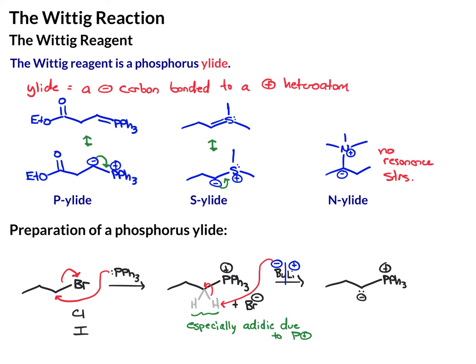So now we have the negative charge, plus if you want to draw the byproducts, just get butane and lithium bromide. So here's our ylide, and you can draw either resonance structure.